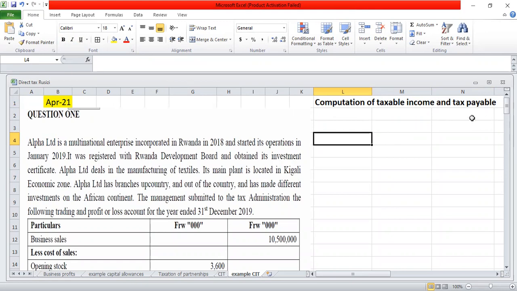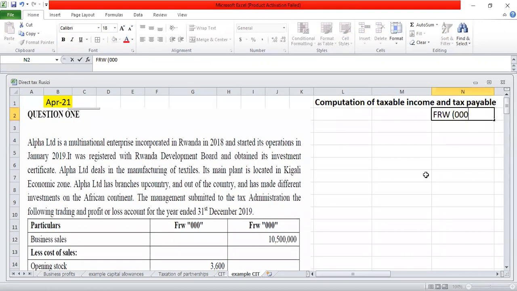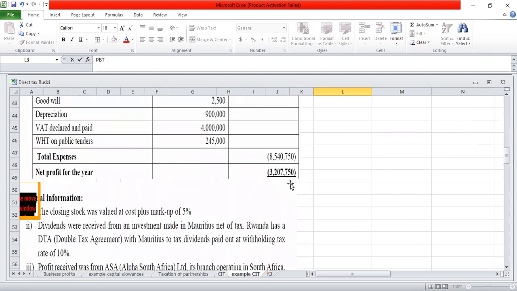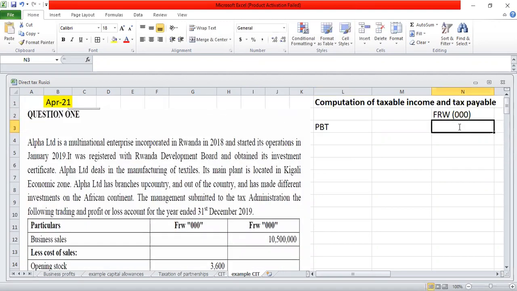I think we are reporting in the thousands. We are reporting in the thousands. So we are beginning with profit, our profit before tax. I can check. The question was wrong. It is this one, 3207 750. It is a loss.